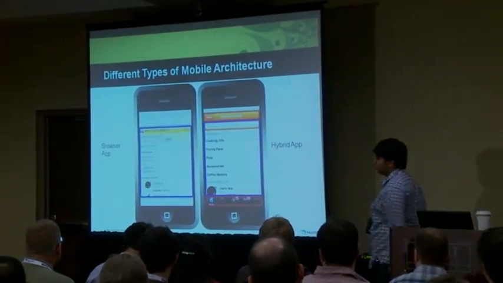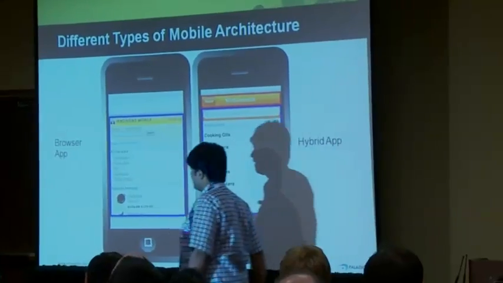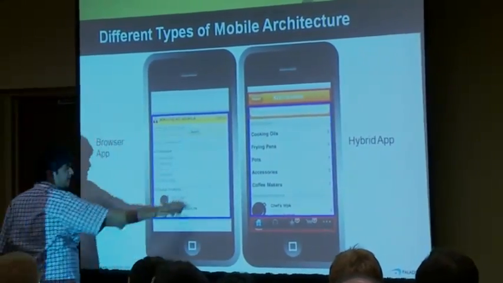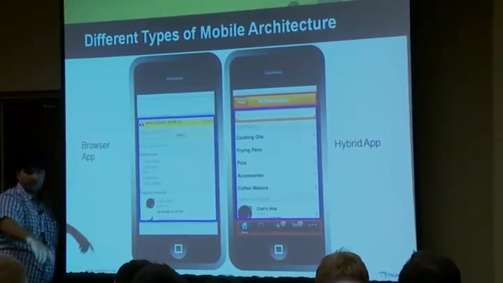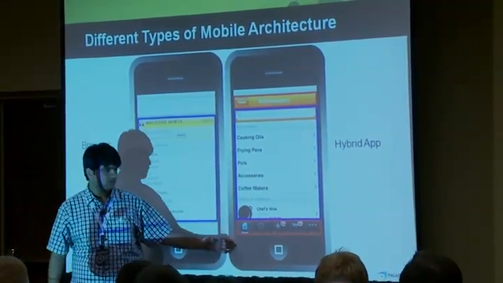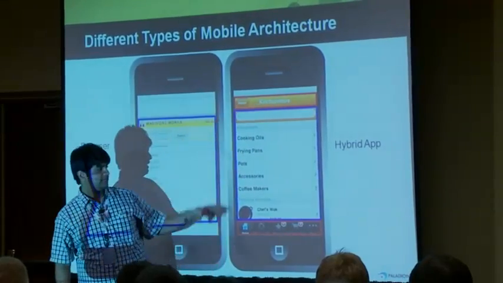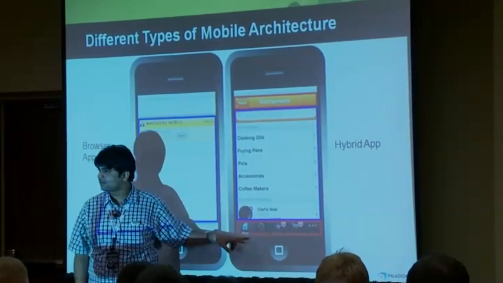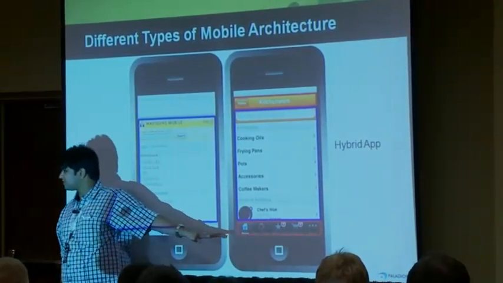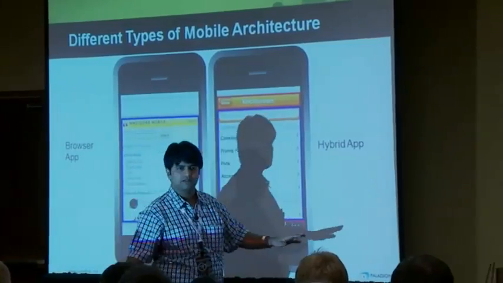Now the difference between a hybrid app and a browser app. In a browser app, you hit the URL and the entire thing loads. Clear? And when you see a hybrid app, you can see the native framework over here, inside which things keep changing. So this becomes the hybrid application. Everybody clear on different types of applications?